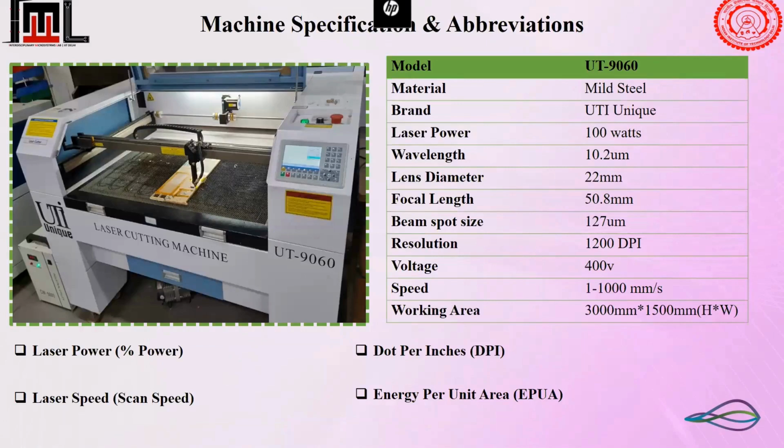Before we move towards that, this is the machine that we have used. This is a low-cost machine. It cost us around 3 lakh rupees. And this machine is not actually meant for creating graphene, but with our optimization studies, we came up with a way to create graphene. Throughout the work, we will use laser power as percent power, while laser speed will be defined as scan speed, dots per inch will be defined as DPI, and energy per unit will be defined as EPU.